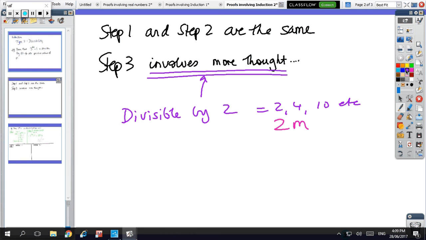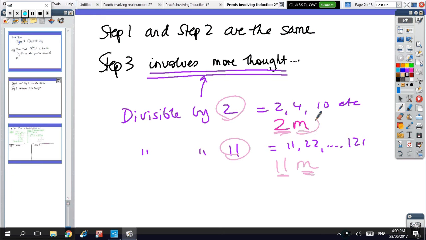Okay, so if something was divisible by 11, so you've got 11, 22, 121, etc. How do you define that? Well, you say it equals 11 times some number. So this number is like the coefficient of some other number, and we don't know what that number is. We don't need to know. It's just going to be a factor. Okay, so come across when you're ready.